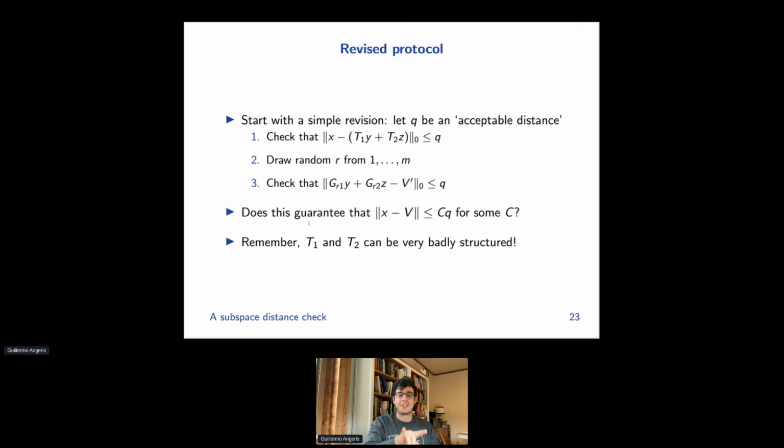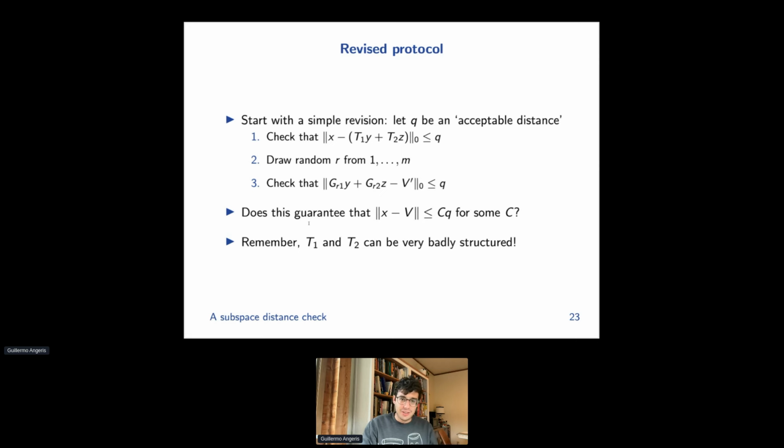But if you check that X is close to T1Y plus T2Z, and you separately check that Y and Z are close to a vector space, it does not necessarily guarantee that X is itself close to a vector space, right? You can imagine that there is some single entry of Y and Z such that if you change it, that would actually change X by a lot, right? We've made no assumptions whatsoever about how T1 and T2 interact with the individual vector spaces, except insofar as we say they are reasonable mappings.